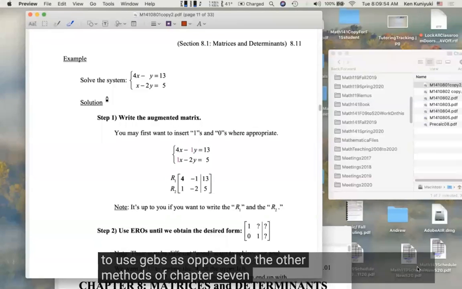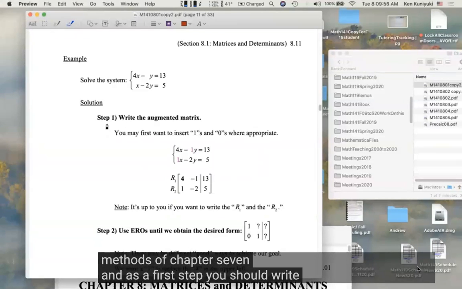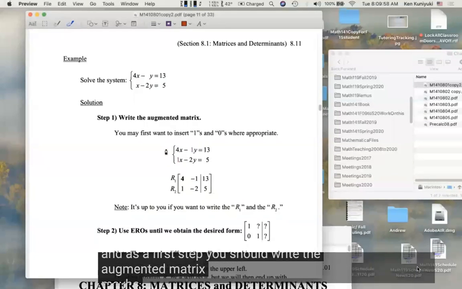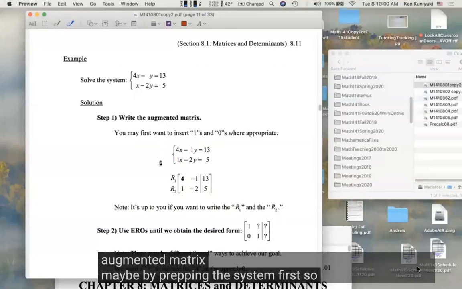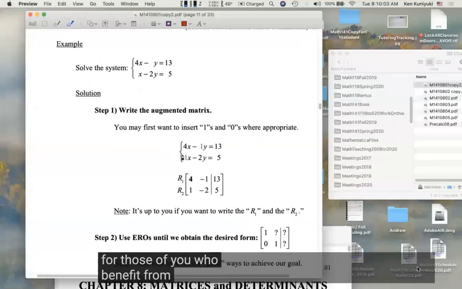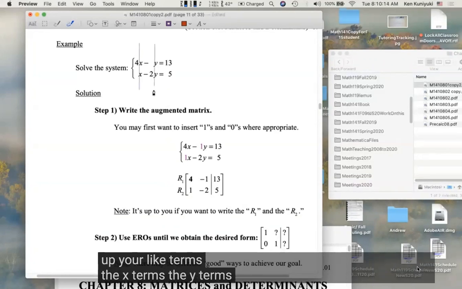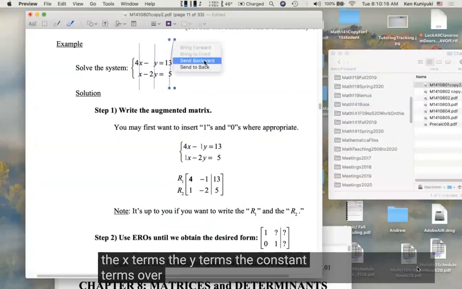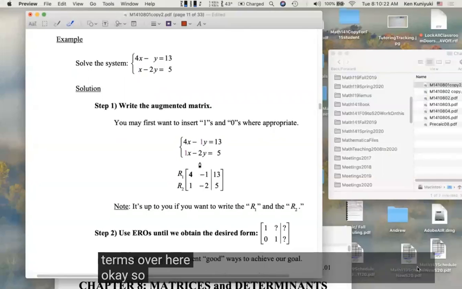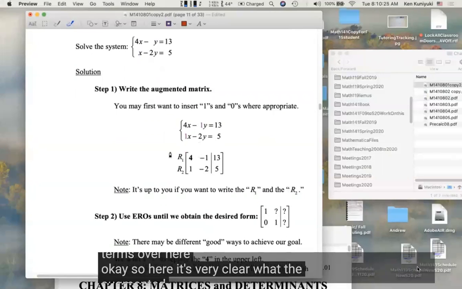methods of chapter 7. And as a first step, you should write the augmented matrix, maybe by prepping the system first. So for those of you who benefit from putting in the missing coefficients like 1, -1, 0, that could be worth your effort. And if these are not lined up, you should line up your like terms, the x terms, the y terms, the constant terms over here. Okay, so here it's very clear what the augmented matrix is.